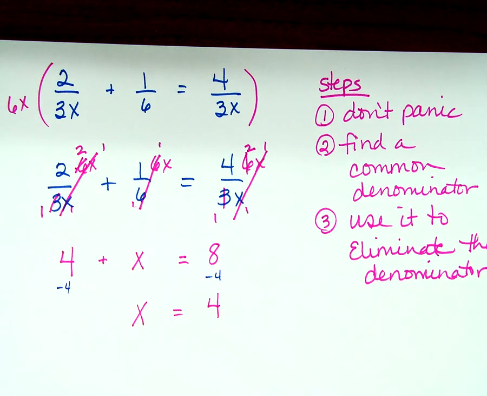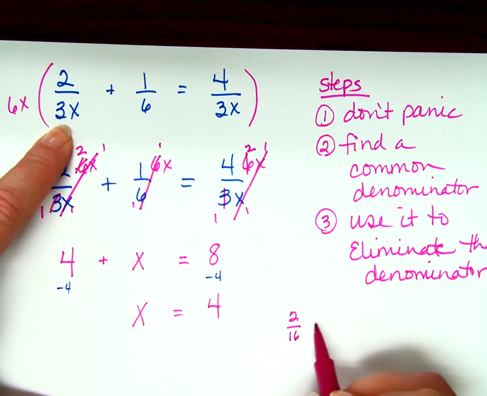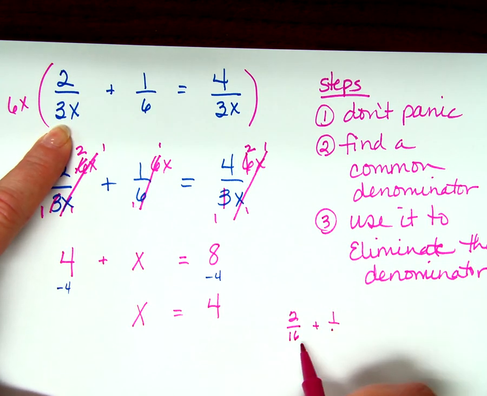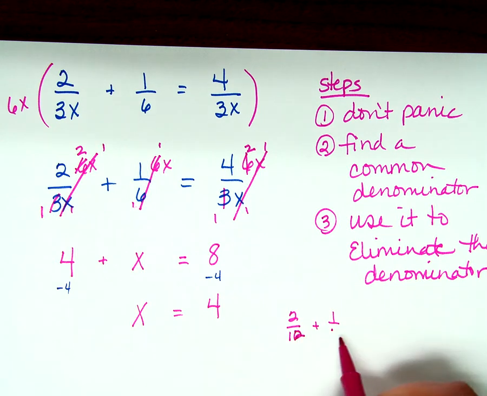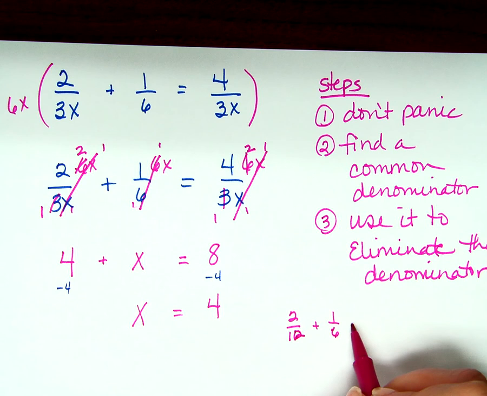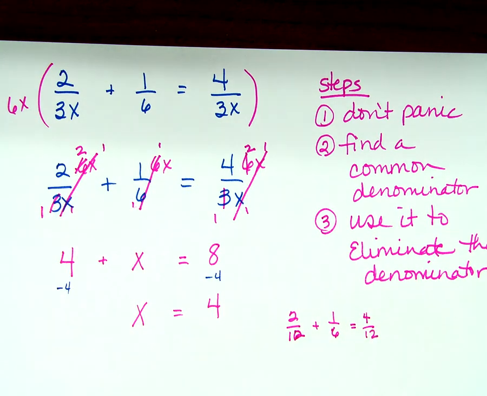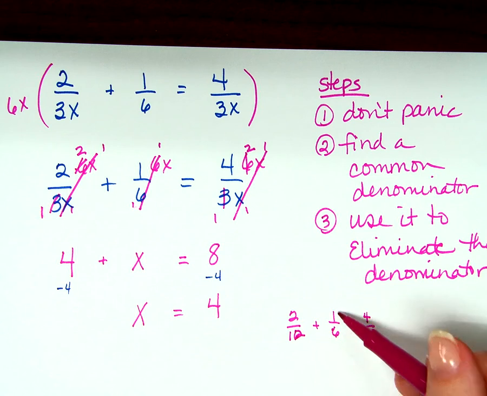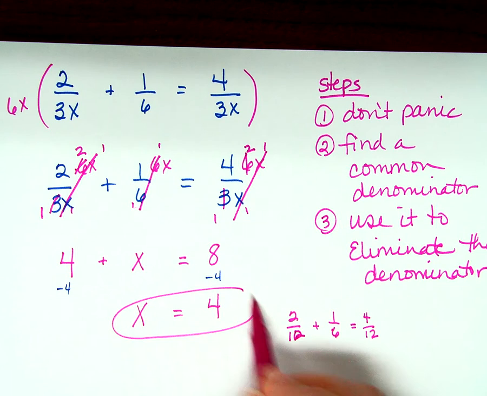Well, we should check, right? Okay, so 2 over 12 plus 1 over... Why did I write 16 when I said 12? How do I even do that? Oh my gosh, that's so weird. 6 equals 4 over 12. So 2 over 12 plus 2 over 12 equals 4 over 12. Done. I know that that is the correct answer, don't I?